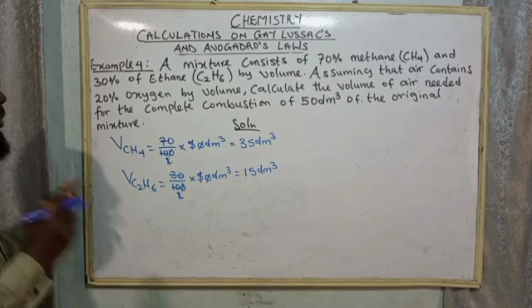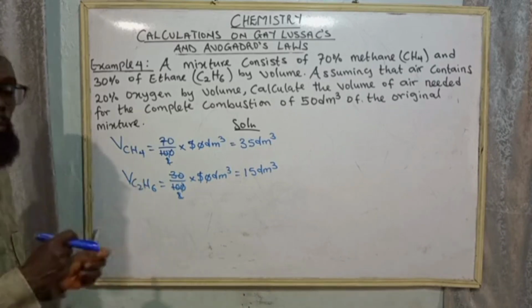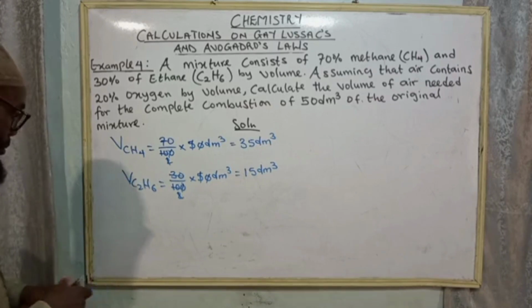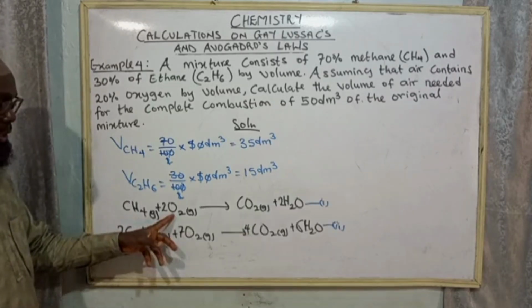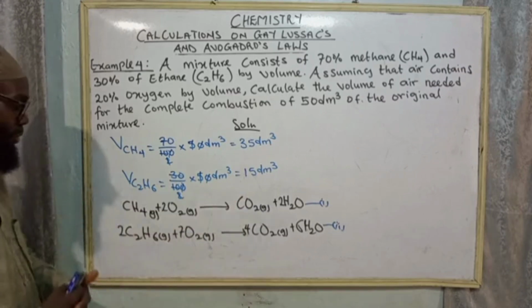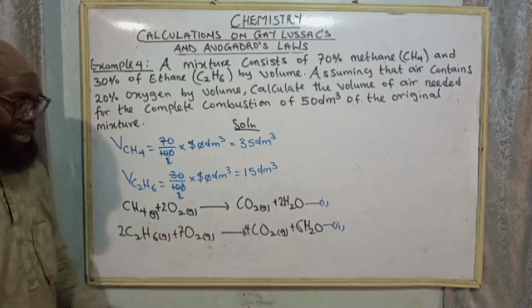And methane will combust in that oxygen, while ethane will also combust in oxygen. So these are the equations. Methane will combust in oxygen to give carbon dioxide and water. Likewise, ethane will combust in oxygen to give carbon dioxide and water.